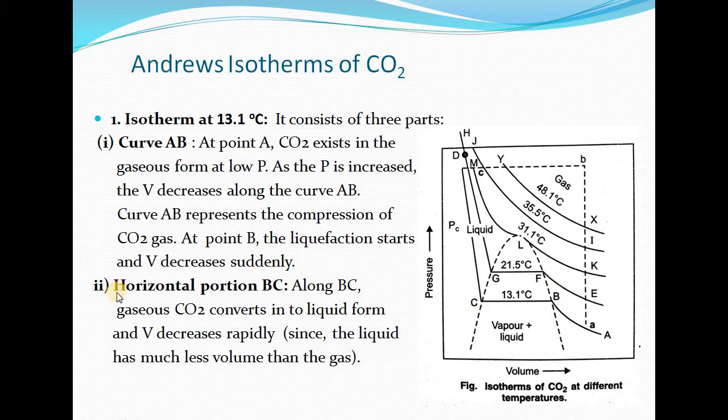So what is happening along this horizontal portion BC? Along BC, gaseous CO2 converts into the liquid form and volume decreases rapidly. The reason being, liquid has much less volume than the gas. As we move from B to C, more and more gas is converting into the liquid form, so there is a large decrease in the volume.